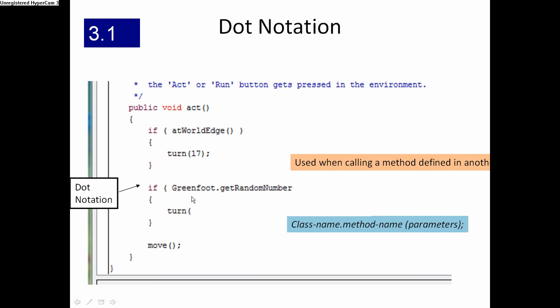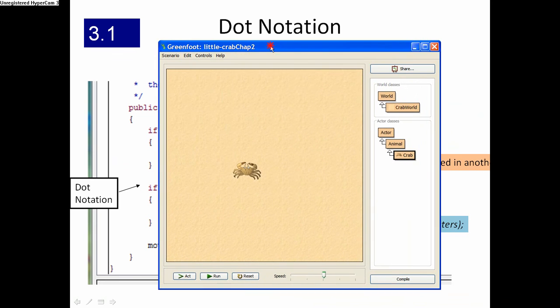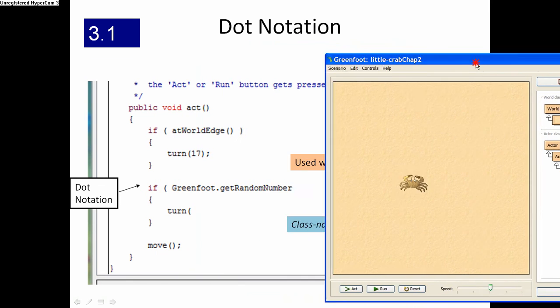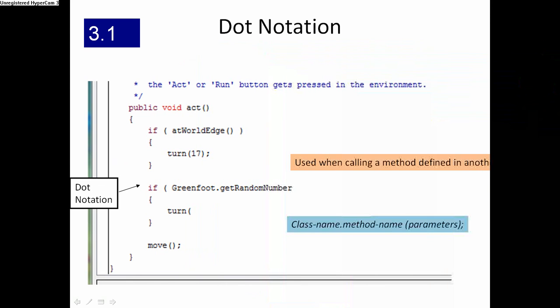Okay, so we can see right here that we're going to use the getRandomNumber method. Okay, and because it's not in the crab world, let me show you what I'm talking about. Alright, so the getRandomNumber, it's not found in crab, it's not found in animal, and it's not found in actor, and so we have to call it in a special way, and that's the dot notation. It's actually found in Greenfoot. Okay, so the Greenfoot class. So we have to say Greenfoot dot getRandomNumber, and then it says, oh, okay, I can find that method. It's found in Greenfoot.